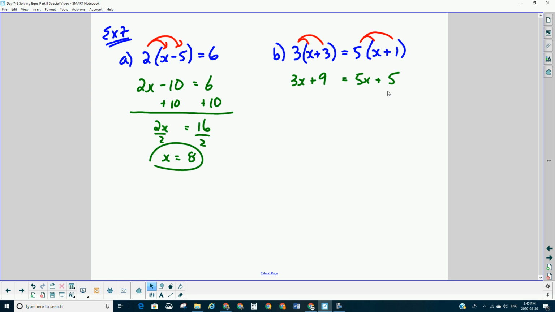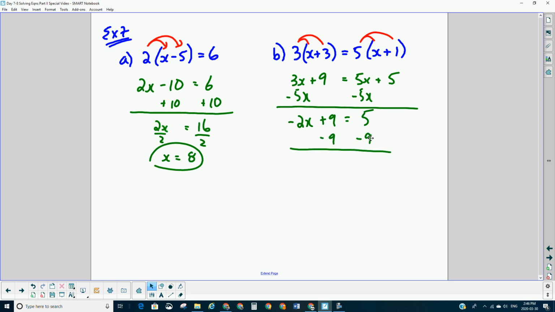Then letters on one side, numbers on the other side. Again, there's nothing that says I can't move the 3x over here or the 5x over there. I generally just put the x's on the same side. So I'm going to subtract 5x from both sides. And 3 minus 5, so 3 is kind of warm, and I'm subtracting 5 gets me a little bit into the colder numbers, so that's negative 2x. The 9 and the 5 stayed the same.